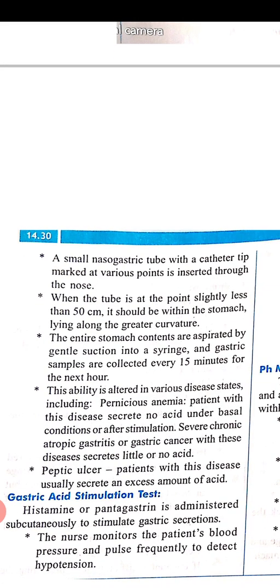When the tube is at the point slightly less than 50 cm, it should be within the stomach lying along the greater curvature.